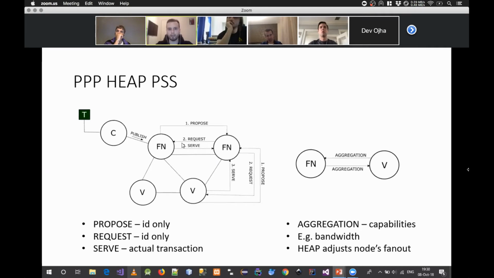So we may conclude that a transaction is sent only when it has been explicitly requested. There is no disseminating, no gossiping data about the transaction when it is not needed. So this is actually the key feature of the push-pull-push gossiping algorithm. Okay, this was the push-pull-push. And the next one, the second protocol of the final algorithm, is called HEAP.